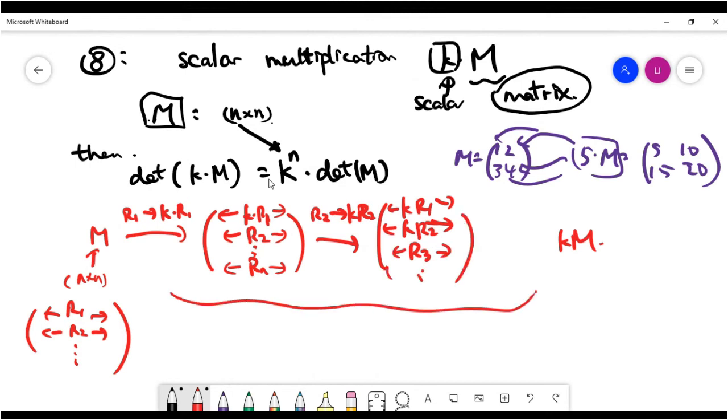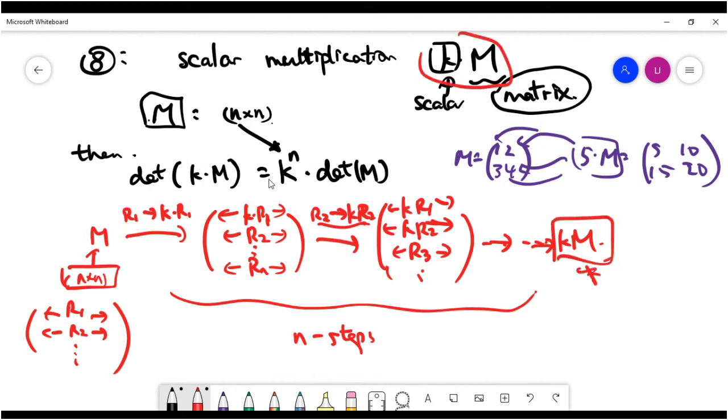And after n steps, each time you are multiplying k to a particular row i, you have to do it n times because I'm assuming that there are n rows. At the end, you get the final step, and this matrix is going to be the scalar multiplication of the whole matrix, right?